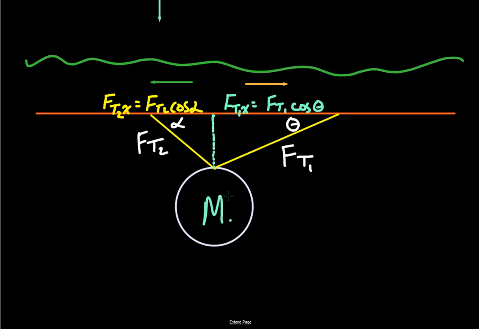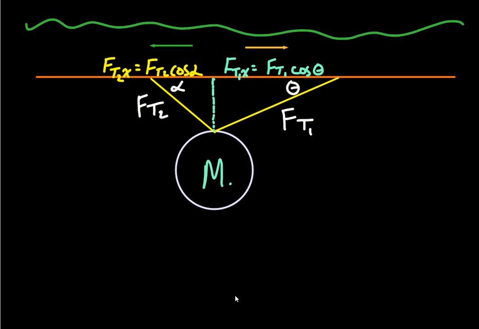Now, there's no net force on this object, right? It's hanging from the ceiling statically. It's not moving, all right? So the question then is, well, if there's no acceleration left or right, we should be able to say this, right? Essentially, FT2 cos alpha, in terms of magnitude, must be exactly equal to FT1 cos theta. So let's continue on here.